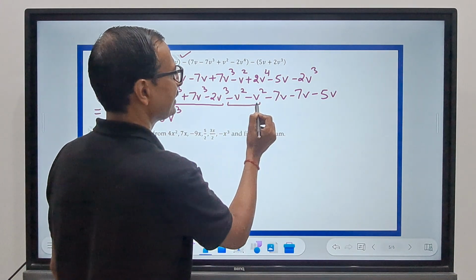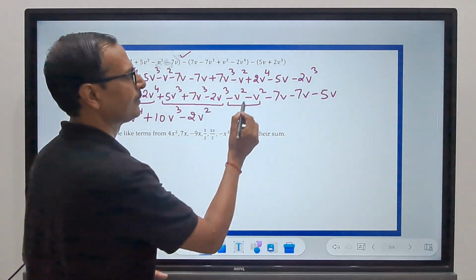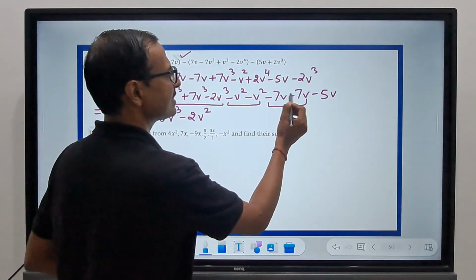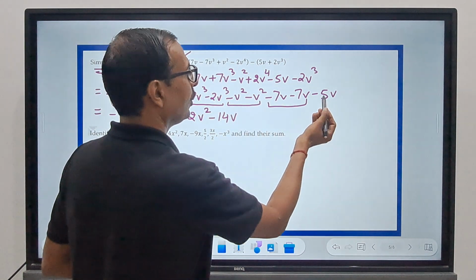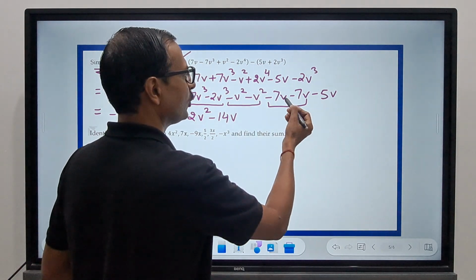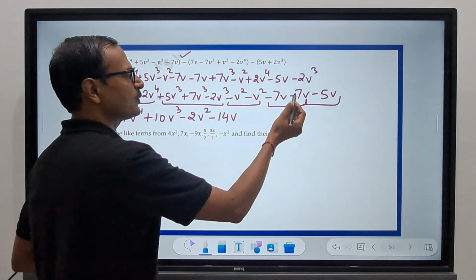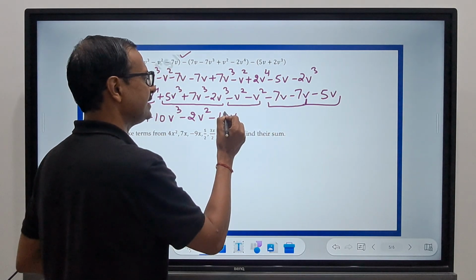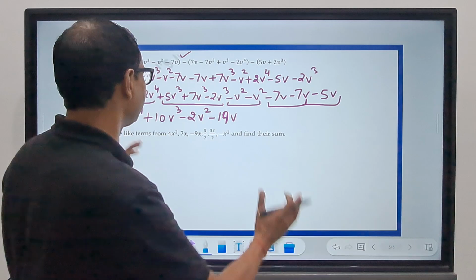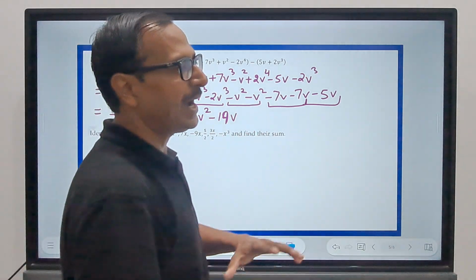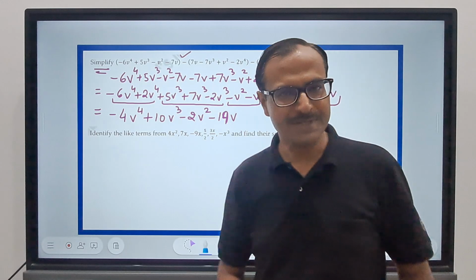These 2 are like terms. Minus 1 is minus 2. So, minus 2v square. These 2 are like terms. Minus 7 is minus 14. So, v. And then, oh, there is another one. Minus 14. This actually goes till here. So, minus 14 minus 5 is minus 19. So, let's rectify this. Minus 19v. And that gives me my answer, because I can't do anything with that, because they are all unlike terms now.